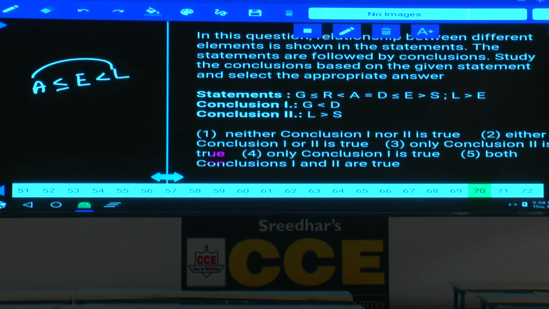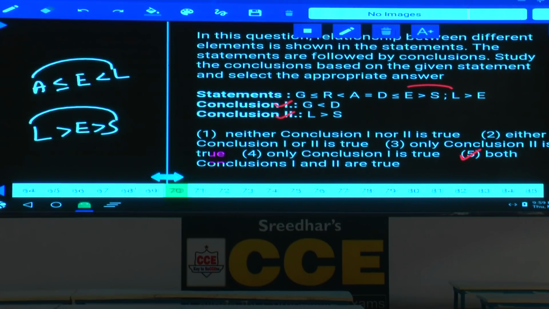Then question number 70, G and D. The relation between these two, G and D, which symbol is common? Lesser than is common, G lesser than D, definitely true. And coming to the second, L and S. L is here and S is here. The letter which is common is E. L greater than E, greater than S. Hence between L and S, L greater than S, definitely true. Now what is your answer here? Both the conclusions follow. Both 1 and 2, that is choice 5. Now question number 70, choice 5 is the answer.